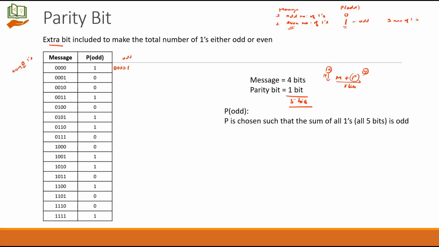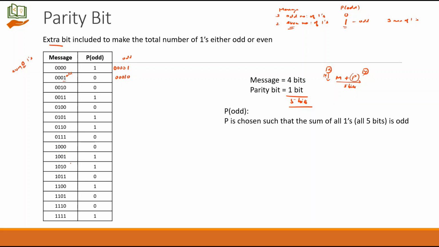Now let's take the second number. We have only one 1 here. So it is already odd. If it is already odd, what will we add here? We will add a 0 bit here. So this will be 3 zeros and 1. The fifth bit will be 0 here. So the fifth bit is the parity bit added here.